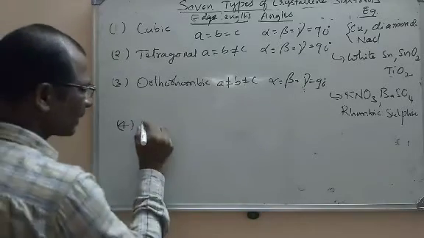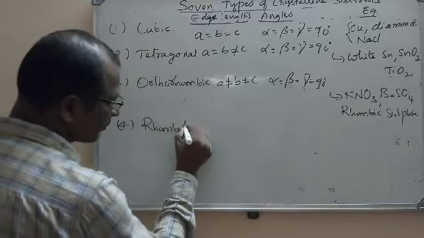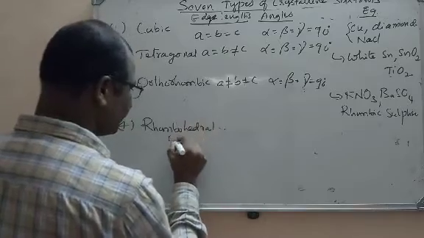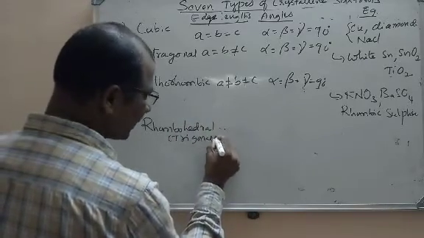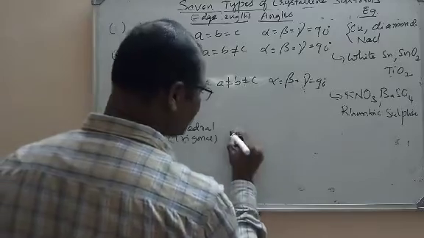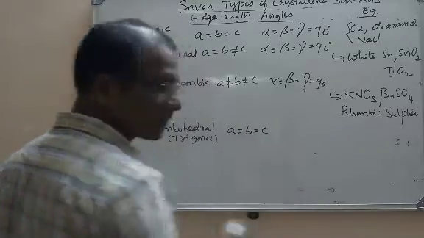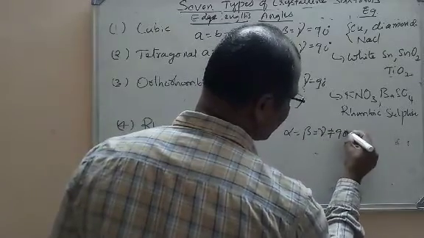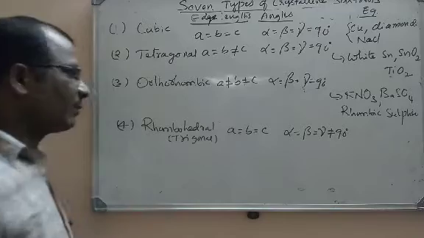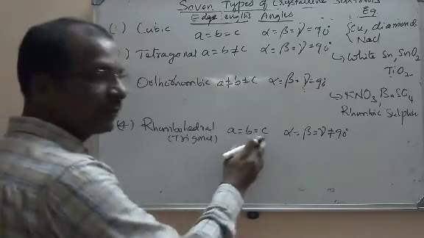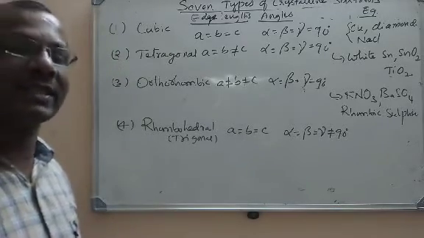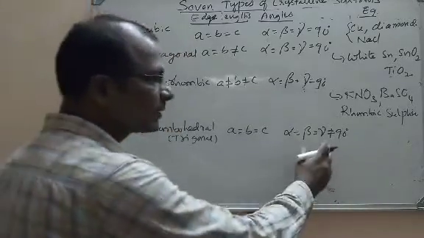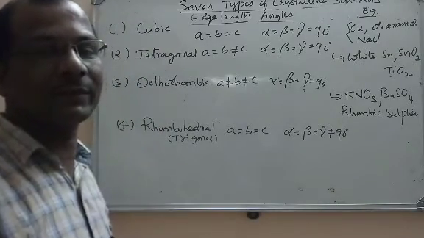Next we have rhombohedral. I told you that it is also called a trigonal system. What is it here? Here also A is equal to B is equal to C, but alpha is equal to beta is equal to gamma is not equal to 90 degrees. If you take the rhombohedral system, edge lengths will be the same, A is the same as B is the same as C, but the angles alpha, beta, gamma differ from 90 degrees.